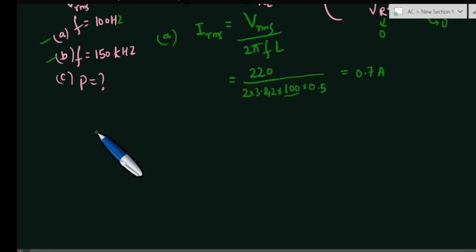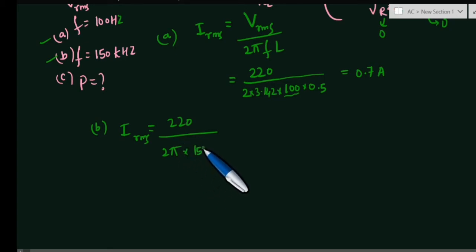So that is B is equal to Irms, 220 divided by 2 pi F. The F value is now 150 kilo. Kilo means 10 to the power 3, into 0.5. If you substitute all the values and calculate it, the value is found to be 0.46 milliamps.